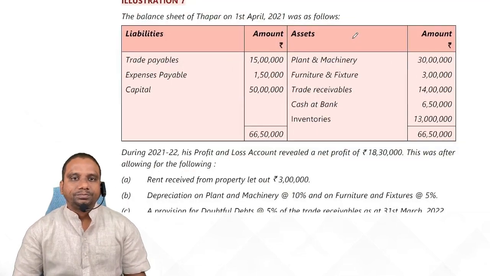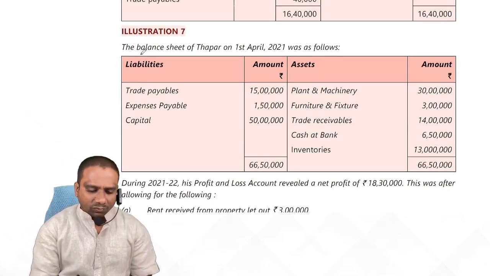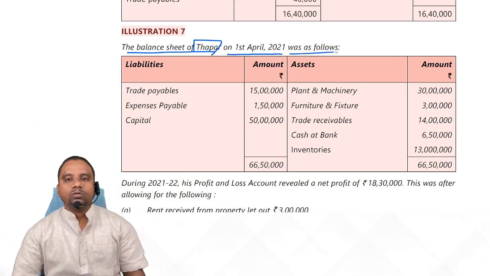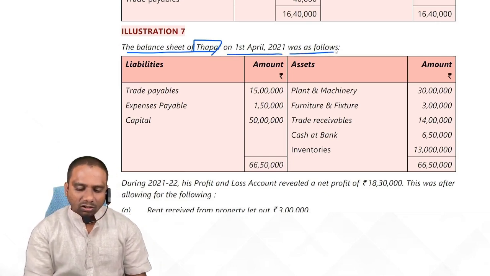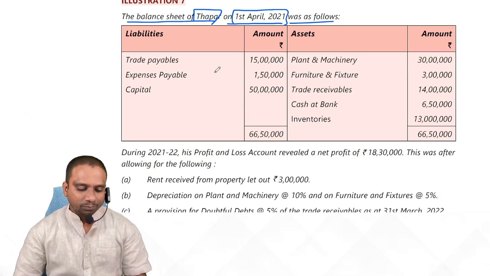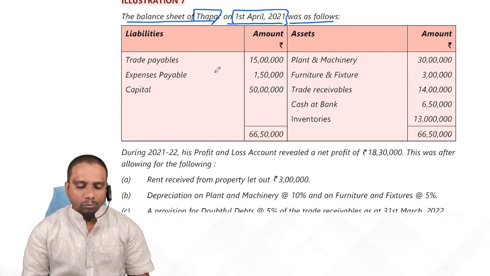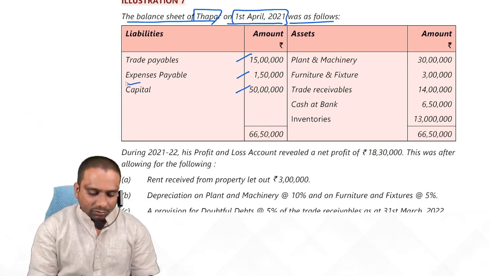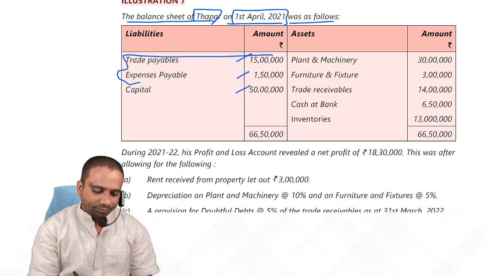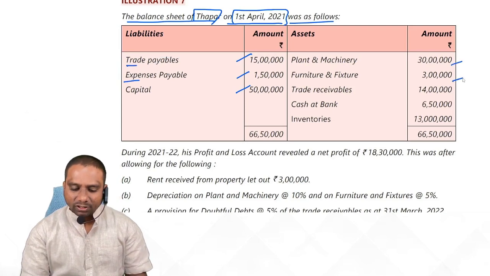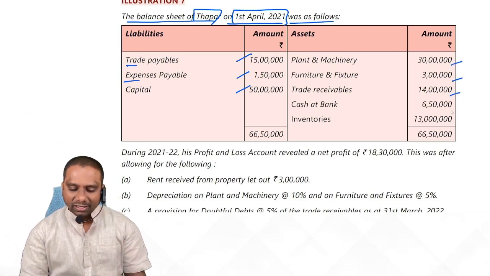Next one, illustration 7. The balance sheet of Topper on 1st April 2021 was as follows. Look here, already they are giving the balance sheet on 1st April 2021. This is nothing but the opening balance sheet. Look at the assets and liabilities information. Trade payable, expenses payable, capital. These are outside liabilities. Okay. Next, plant and machinery asset, furniture, trade receivable, cash at bank.